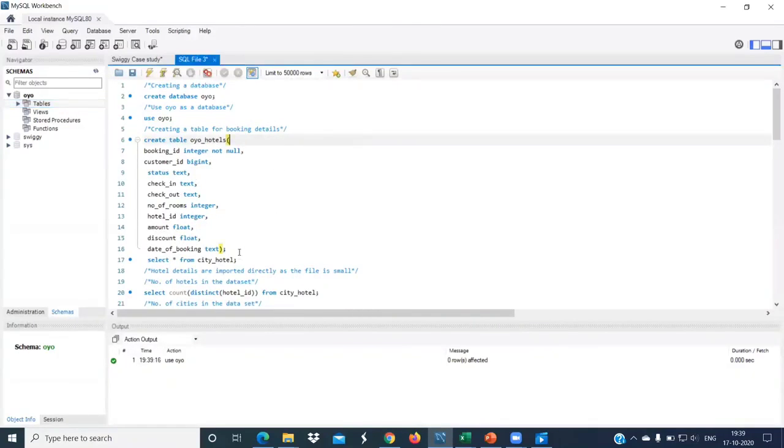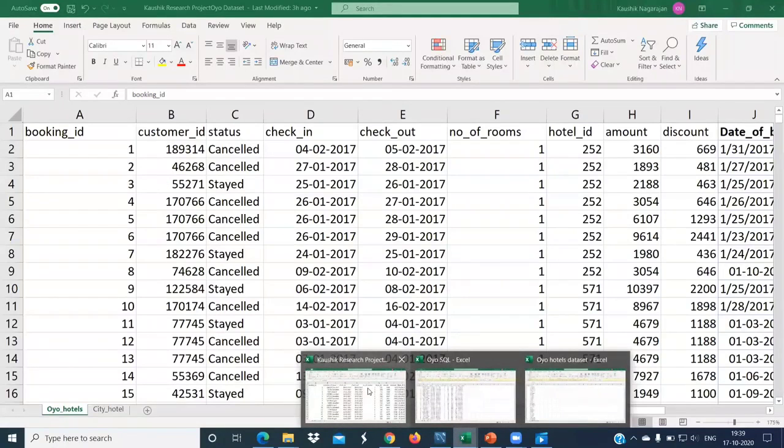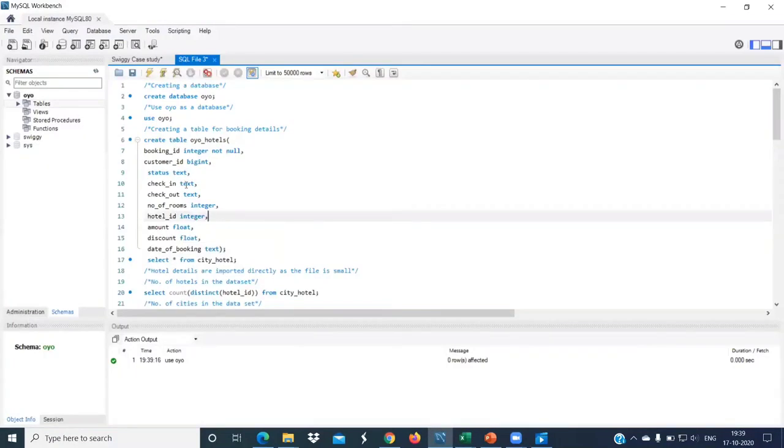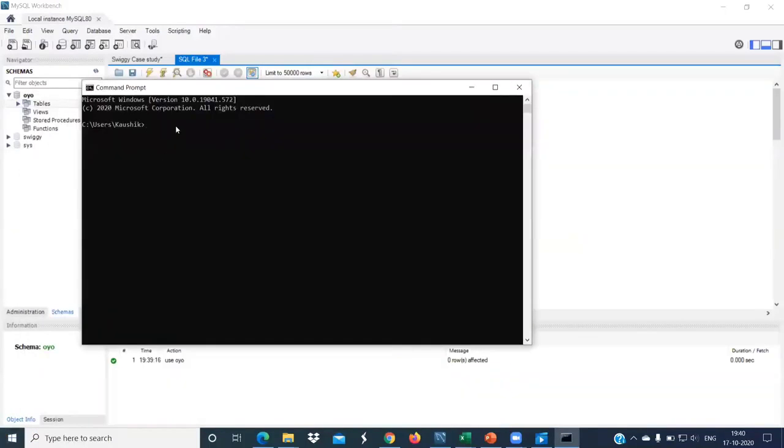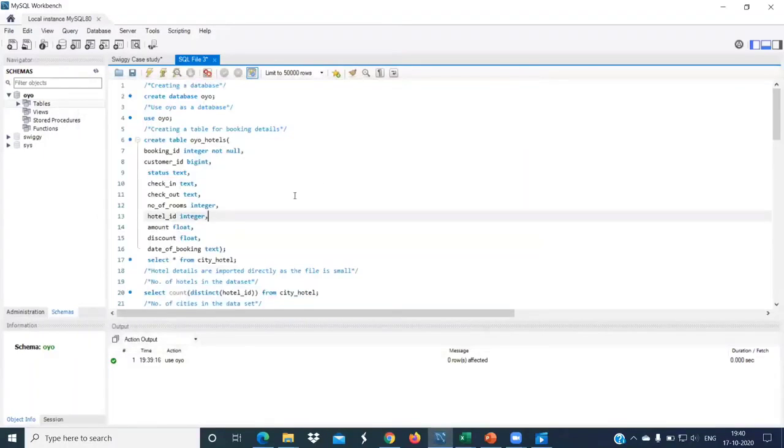So talking about the OYO hotels table, this table has to be created first in the MySQL database because this table is imported using command prompt. So the attributes name should be exactly matched as in your data set. Even the colon and even the syntaxes, exact syntax should be matched, and the data type should be set correctly according to the attribute. Then the MySQL bin path is set here in the command prompt, and after writing a few commands, the data is imported.